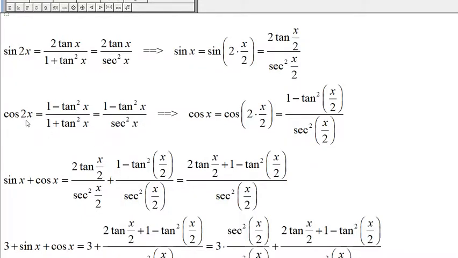Similarly, cosine of 2x is 1 minus tangent squared divided by secant squared. So cosine of x will be 1 minus tangent squared of x over 2 divided by secant squared of x over 2.